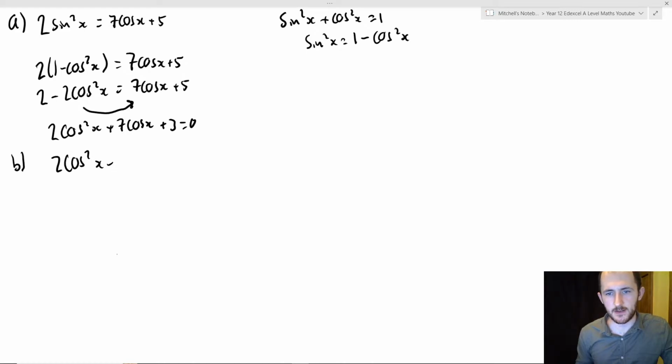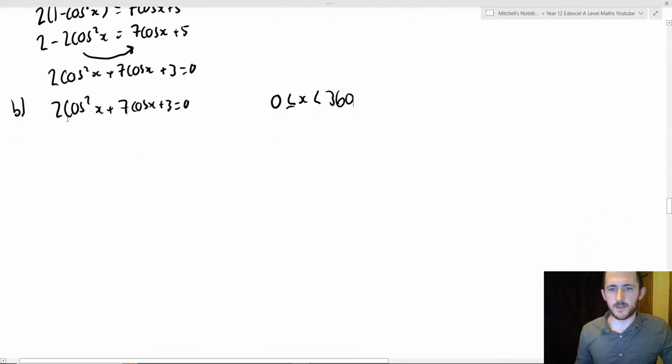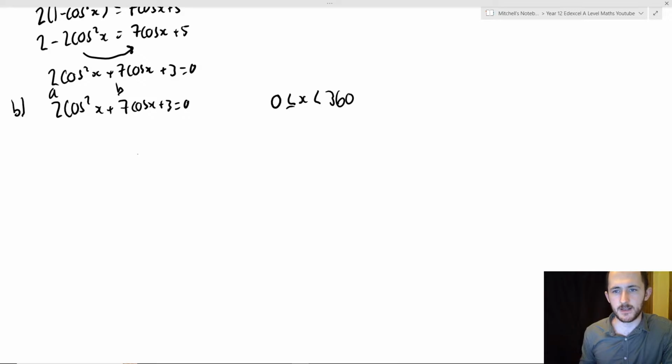And just so we don't have to keep scrolling up and down, I want to copy down the range too. So, 0 to 360. Okay? So, why have they done that? Well, if we have a look at this cos squared x and this cos x, it looks like a quadratic equation. Okay, so I'm basically solving a quadratic equation where a is the number in front of this, b and c. So we can even say y equals cos x and solve it like that, if that makes it easier for you. So you can rewrite the whole thing as 2y squared plus 7y plus 3.